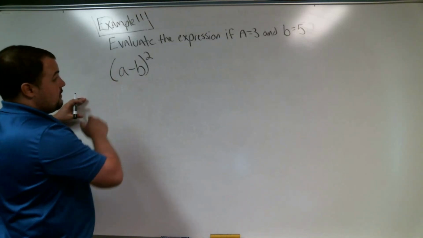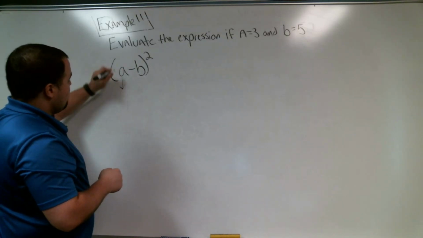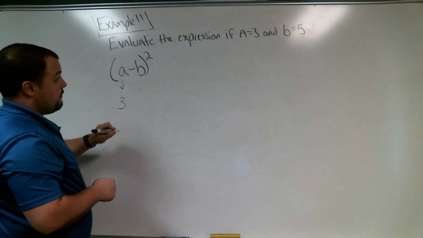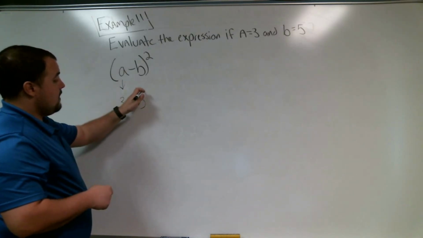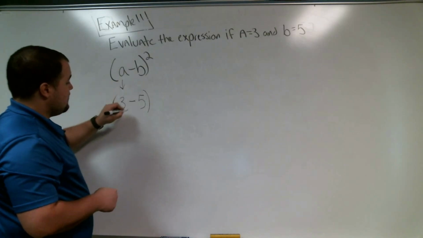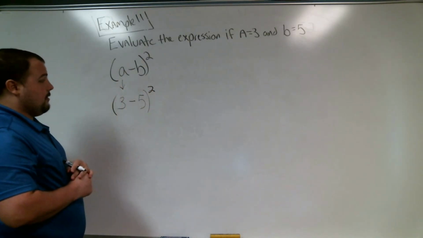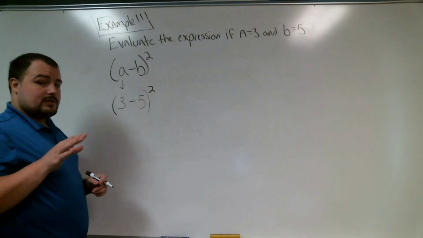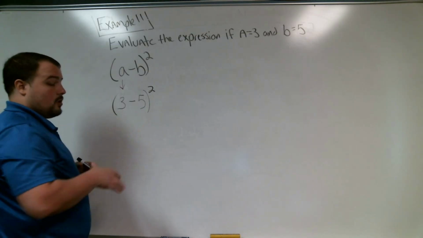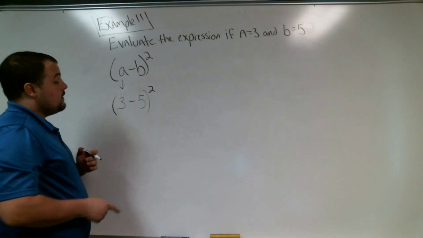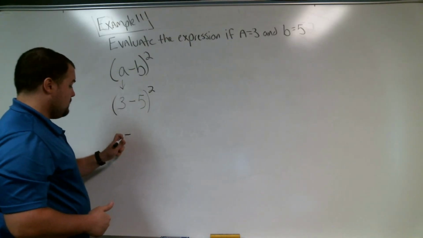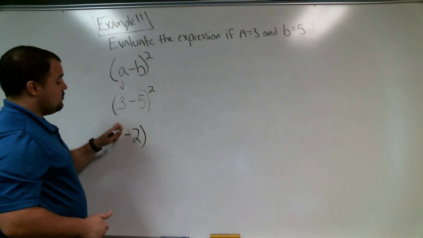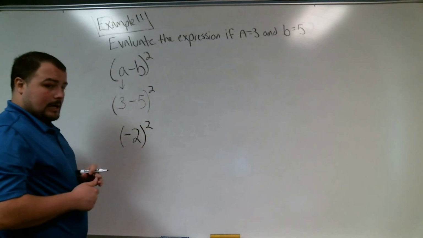So I'm going to replace the 3 into the letter A. So I have 3 minus 5, and this is inside parentheses. The entire thing goes to the second power. Okay, so in 7th grade last year, you should have maybe worked with positive and negative numbers. 3 minus 5, that's a negative 2. So we have negative 2 to the second power.